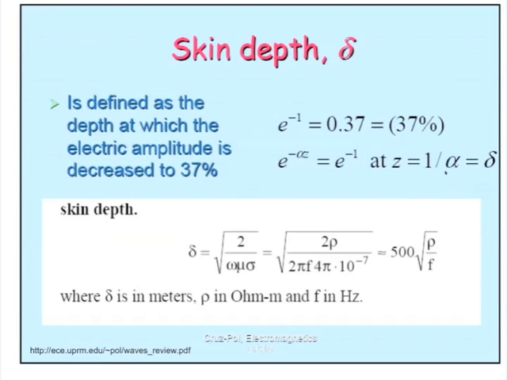So skin depth is defined in an exponential way. It turns out that the radio wave amplitude dies exponentially as it gets below the surface of the material. And we can examine, for different experiments and different materials, what the skin depth would be. Skin depth is defined as the depth below the surface, with the air or the vacuum, effectively, at which the electric amplitude is decreased to 37% of what it was right at the surface. It's basically 1/e of the original amplitude. 1/e is 0.37, which is 37%.